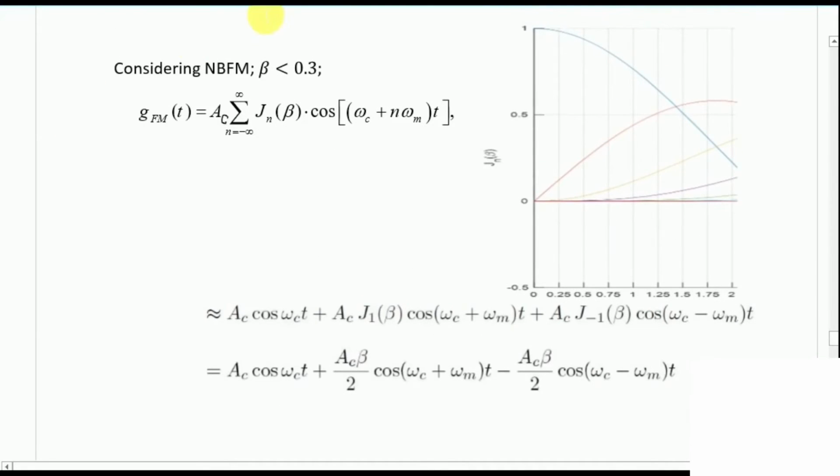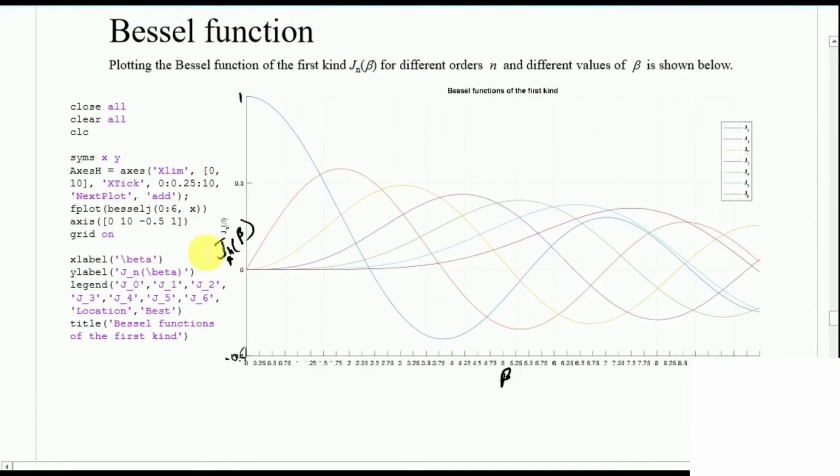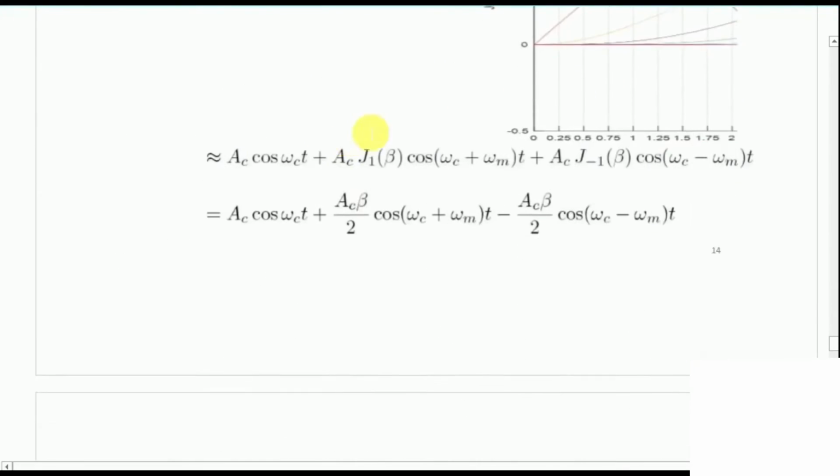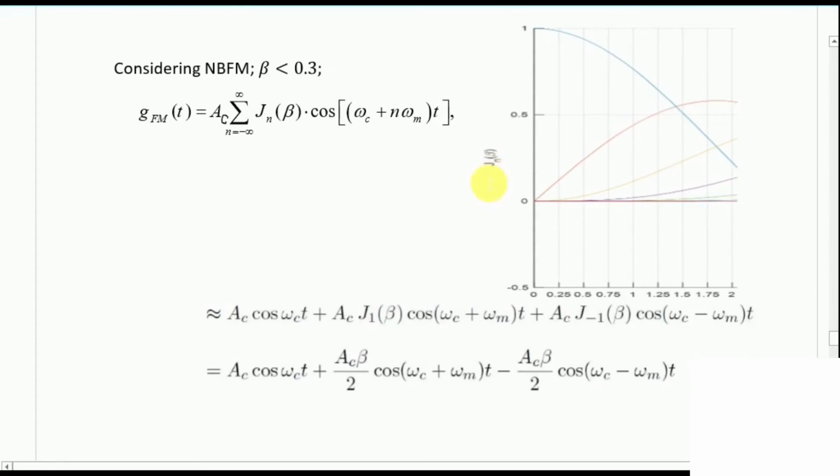Specifically, consider first the narrowband FM. For this figure, I have taken the initial portion of it, which I have replotted here. This is Jn of beta from 0 until 2, but we know that for narrowband FM, the value of beta is less than 0.3, right? Let us take this value, 0.25. So that justifies the selection. Since it's less than 0.3, we can say it's narrowband FM.